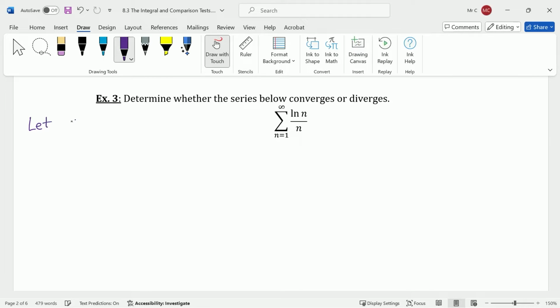So we're going to let f of x be ln of x over x. And here is where we start to see, okay, well, we're not always going to pick 1 for our interval. Because the natural log of x is positive for x bigger than 1, and not for x bigger than 0. So here, we get that this is positive for x bigger than 1.